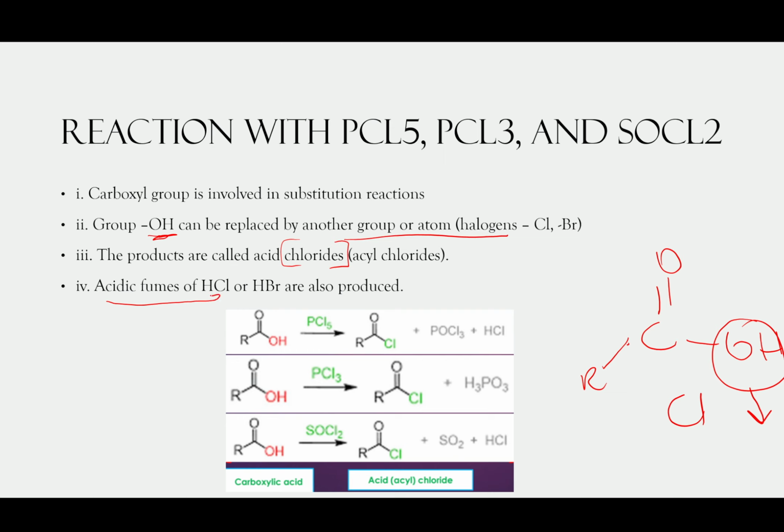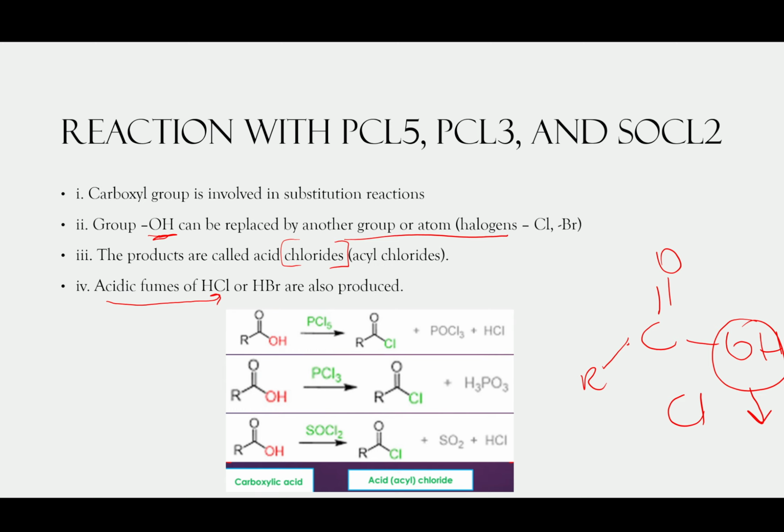Acid fumes of HCl or HBr can be produced, and this is why we must do this under a fume hood. If you plan to do this in the lab and you don't use a fume hood, I'm not sure who will be scheduling a funeral, but it will have to be scheduled. So we need to keep in mind that organic chemistry is no joke. Assume that everything in the lab can kill you, and you use the correct precautionary measures.